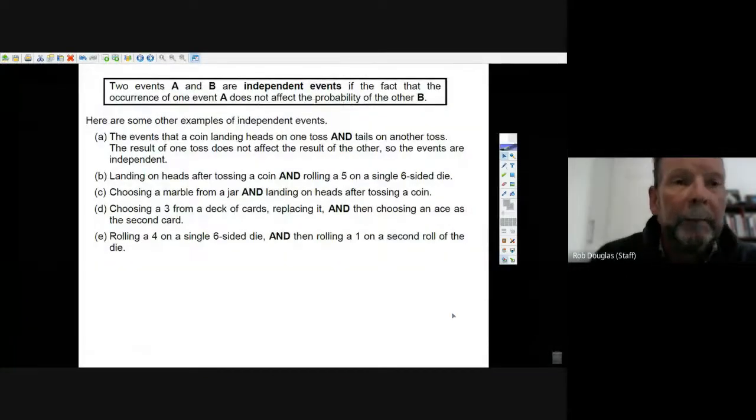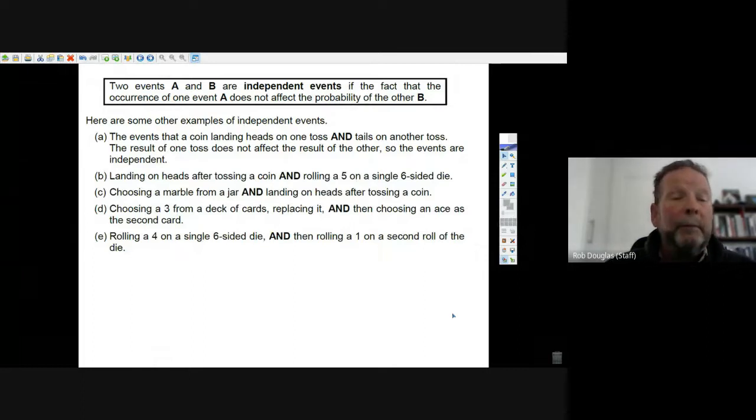Okay, we're going to look at a topic in probability: how to multiply individual probabilities. When do we do that? When do we multiply probabilities? Well, it works like this. We have to know this word, independent. If two events A and B are independent, it means that one doesn't affect the probability of the other.